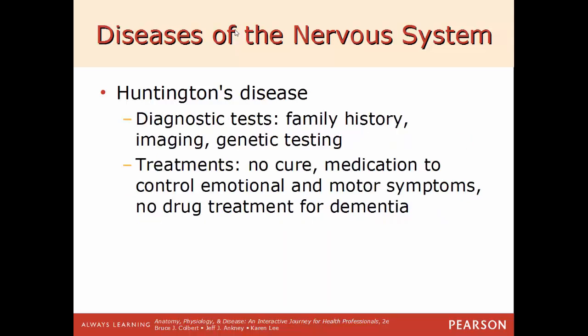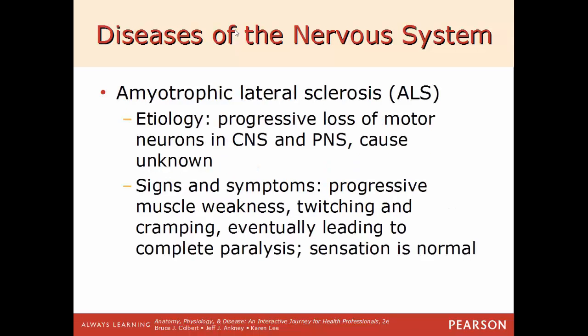Some diagnostic tests: family history, imaging, and genetic testing. There's no cure for Huntington's, but there are some medications to help control the emotional and the motor symptoms. But there's no drug treatment for the dementia, however. ALS, or Lou Gehrig's disease, etiology, is a progressive loss of motor neurons in the central nervous system and peripheral nervous system.